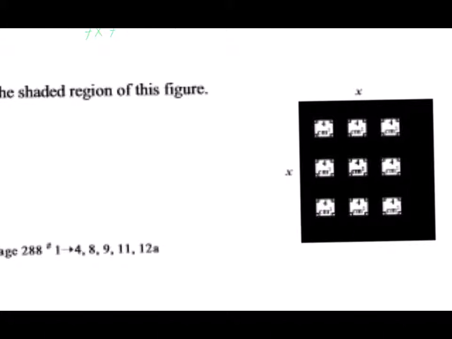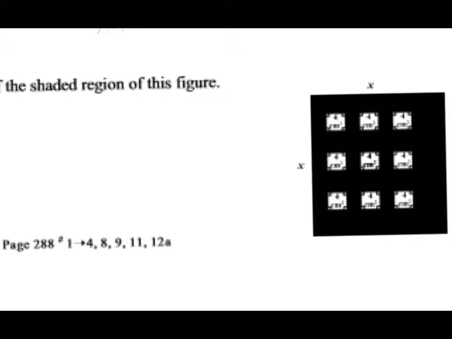We're going to calculate the area of that shaded region. Now, the outside region, let's call it A big. A big is going to be just x times x, which gives us x squared. So let's just write that out right now.